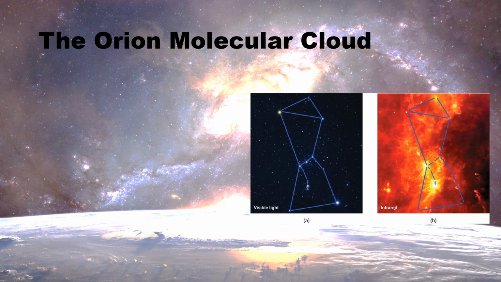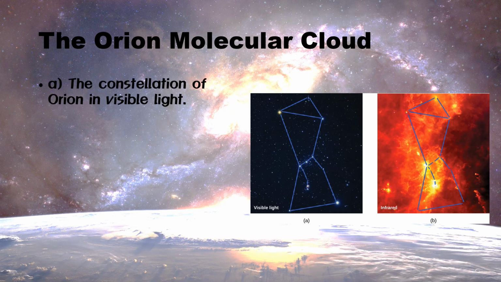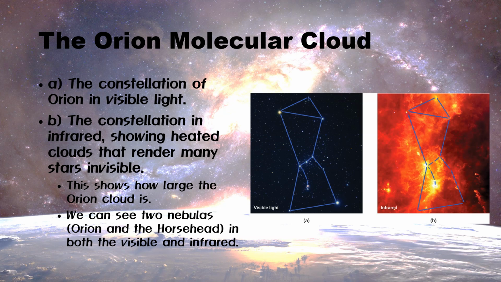And just to give you a visual example of how this looks, in image A we can see the Orion molecular cloud. This is the constellation of Orion that we might be familiar with, and we can see it here within the visible light spectrum. If we look at image B, you can see how much different this is, because this is the same constellation, but in the infrared with some false color added to really show the heated clouds that render many of the same stars that we see in visible light invisible.